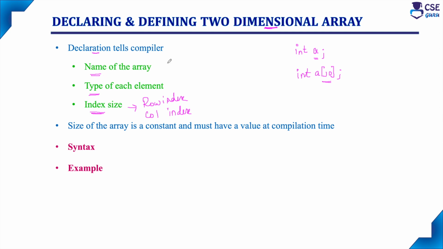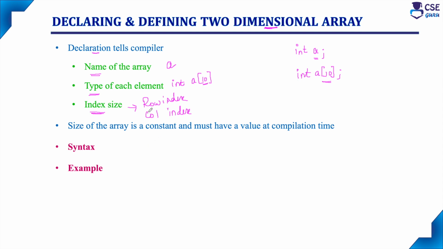The name of the array, for example, in int A, A is the name of the array. The type of the array is int. Here we have declared int, which is the data type of the array A. And the index size: in int A of 10, the index size is 10. Likewise, we used to specify.